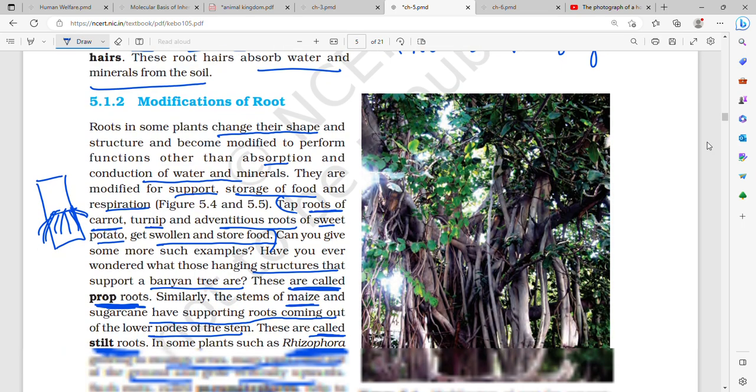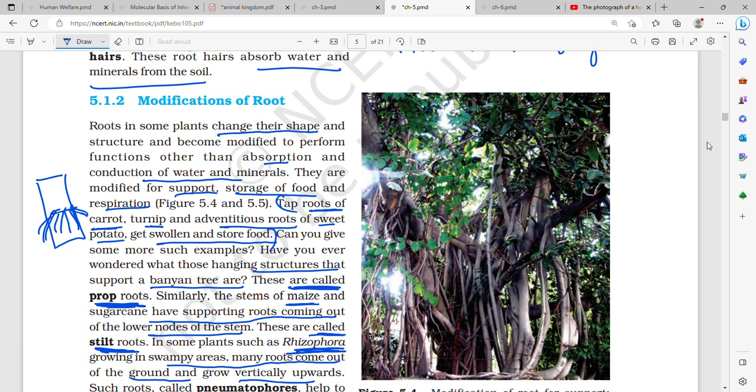Modifications of root. Roots in some plants change their shape and structure, and they become modified to perform functions other than the absorption of water and minerals from the soil, and therefore they can be modified for support, for storage, and for respiration. So the taproots of carrot and turnip, and the adventitious roots of sweet potato, get swollen and store food.